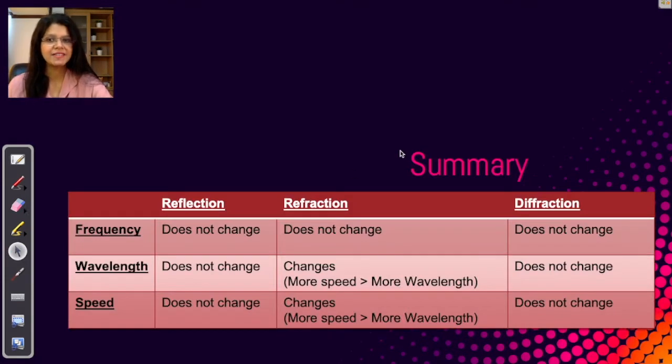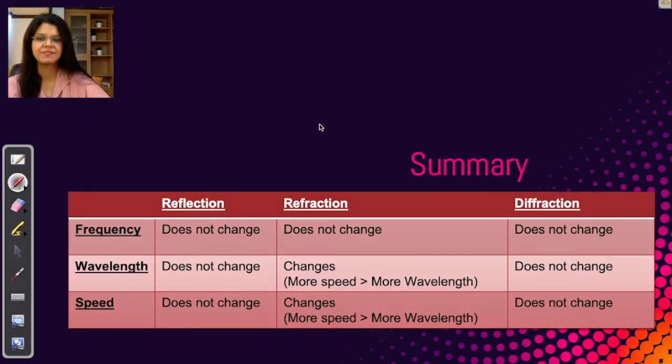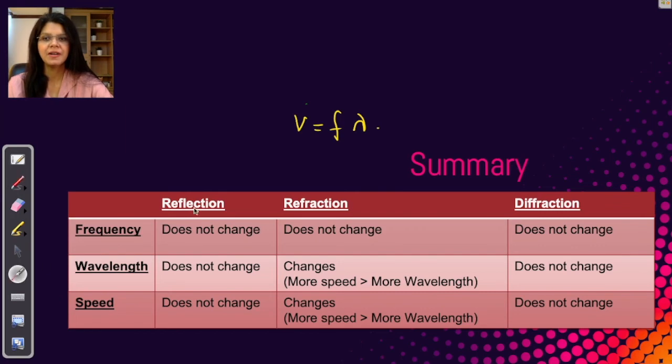So let us now understand all the three parameters which are present in the wave equation. We know that v is equal to f lambda. This is your wave equation. When we talk about reflection, neither the frequency nor the wavelength, and hence the speed also, does not change. The frequency, wavelength and the speed for reflection, none of them change. Similarly for diffraction, the frequency, wavelength and the speed, none of these 3 factors change.